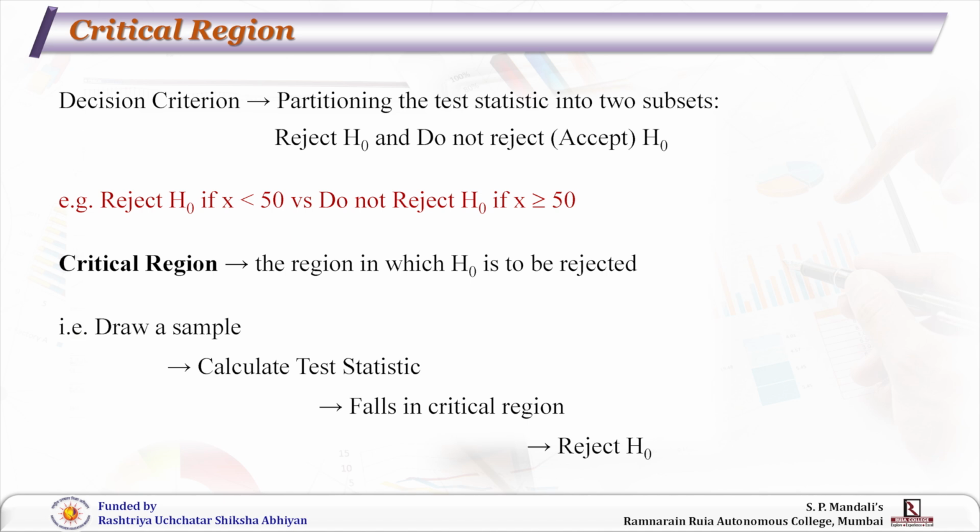The region where the null hypothesis is rejected is called the critical region. Hence, the procedure of testing a hypothesis generally is drawing a sample, calculating the test statistic, and checking whether the point of the test statistic falls within the critical region or not. If yes, H naught is rejected.